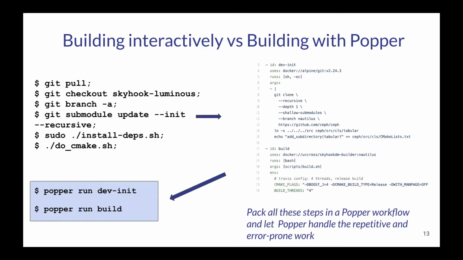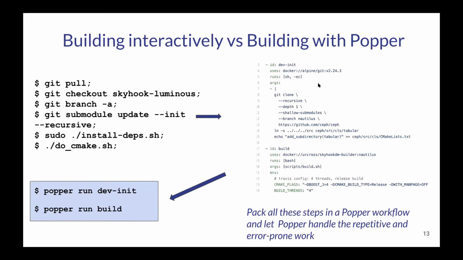But with Popper, how it helps is it puts these exact similar commands in the form of scripts that are containerized. So you can see the Git pull step is containerized inside an Alpine Git image, and that prevents you from thinking about installing Git or the version of Git. The script for building Skyhook uses a Skyhook builder image that basically builds Skyhook from its source code.